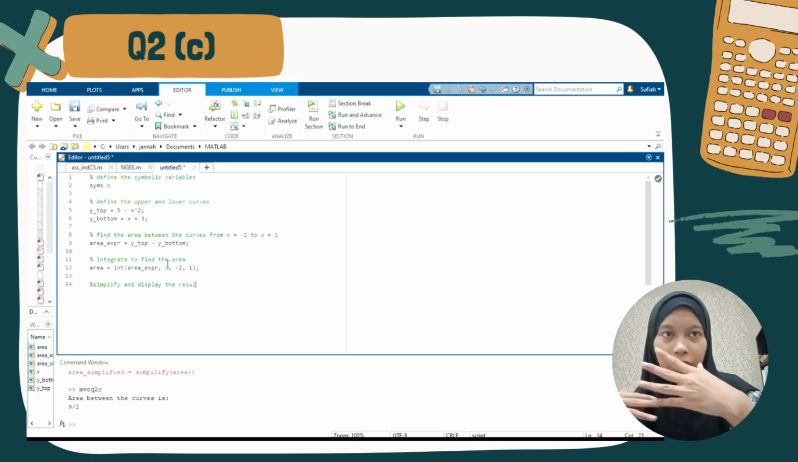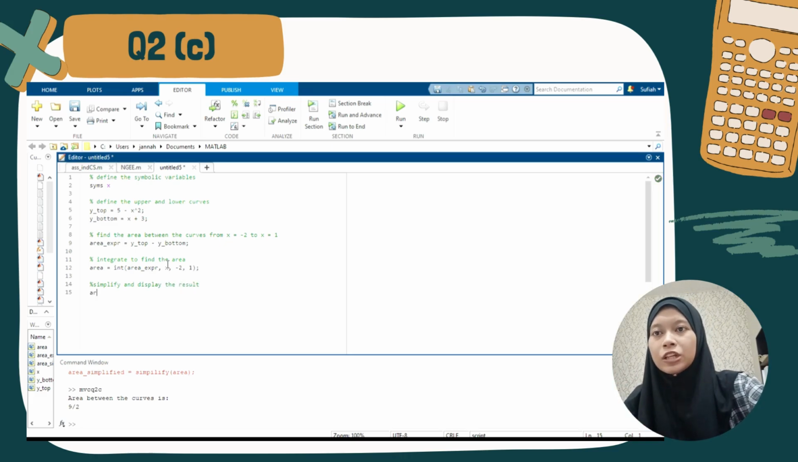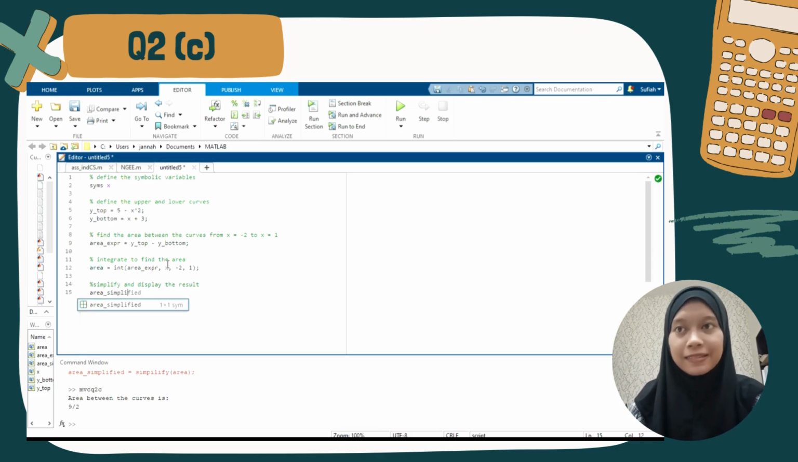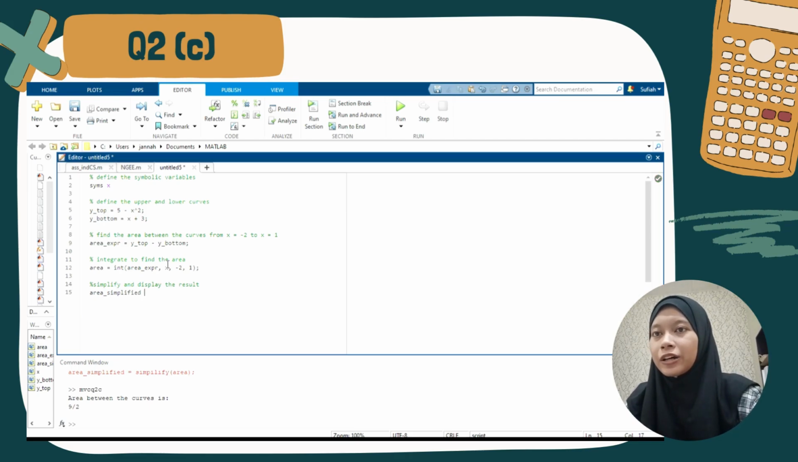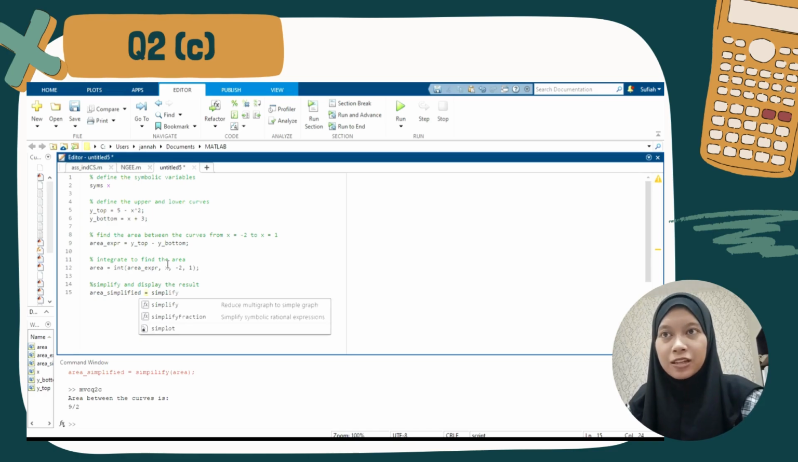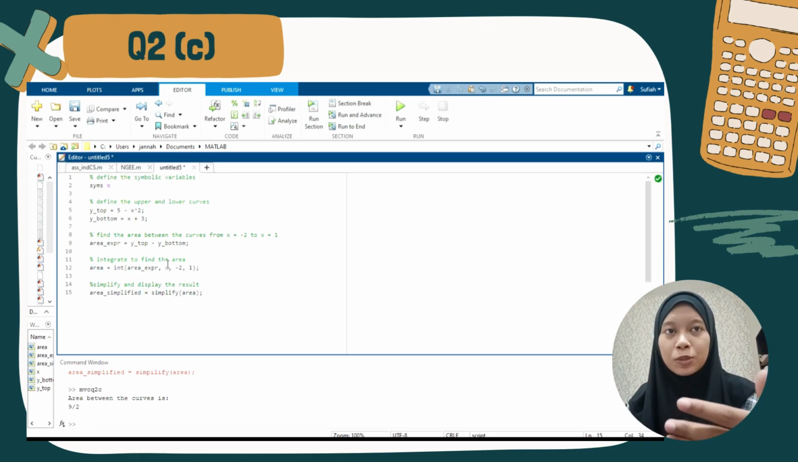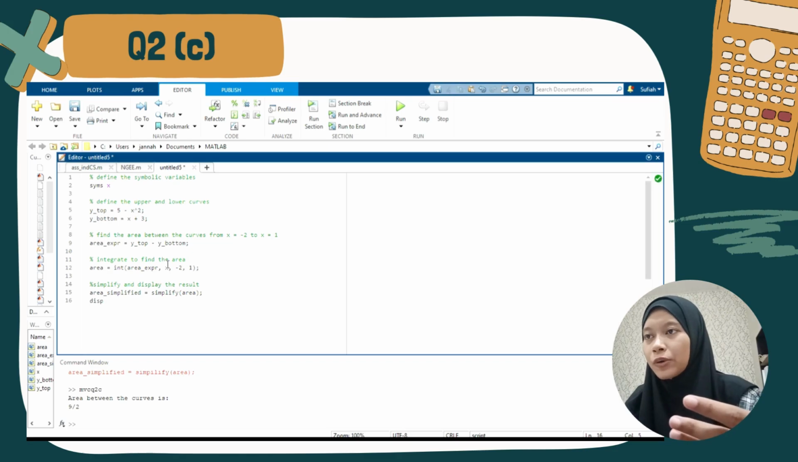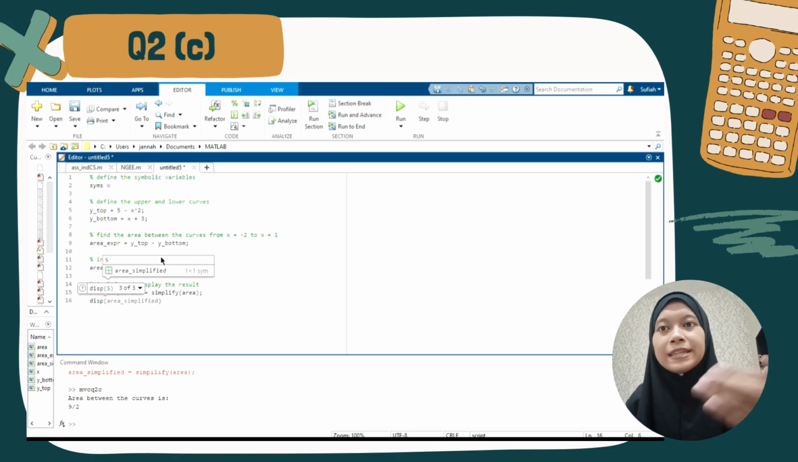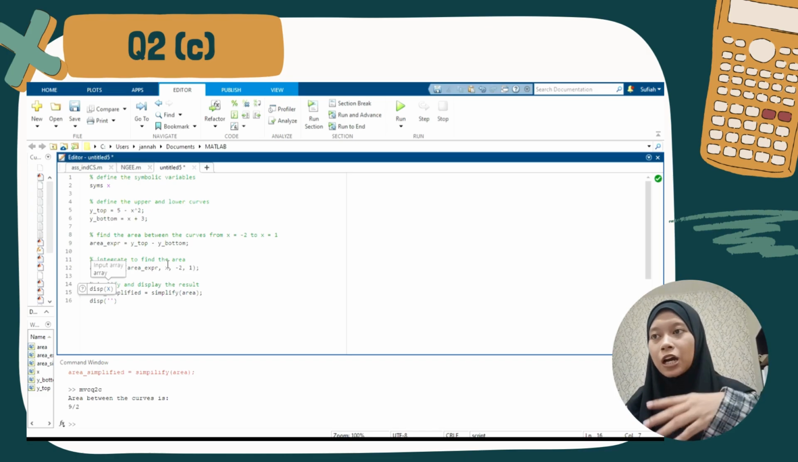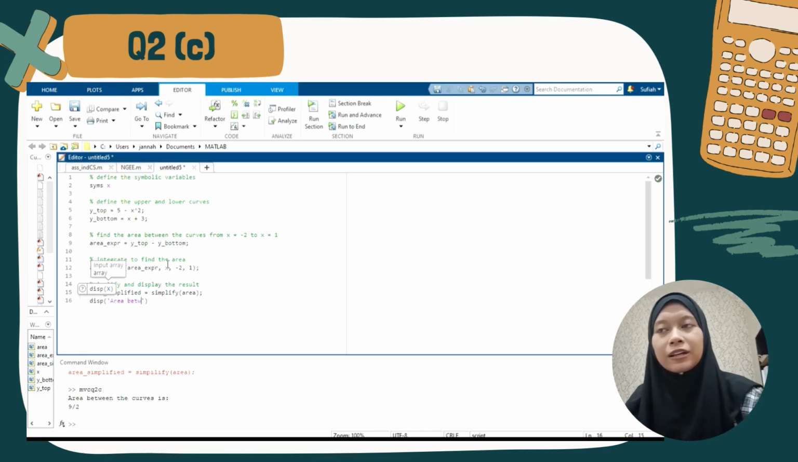We already wrote the code up first. So we need to simplify the result using MATLAB and display the final answer. As you can see, we use this code to simplify the area. We want to get the area after the double integration. After that, we need to display a sentence suitable for the final result. I used 'the area between the curves is'. After that, we're going to get the output.